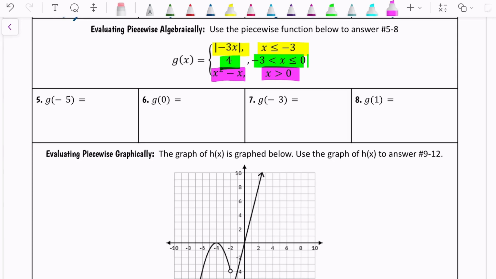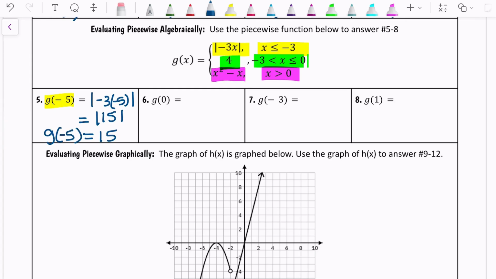So my first problem is g of negative 5. Negative 5 is less than or equal to negative 3, so this would be the top rule. I'm going to plug in negative 5 for x inside that absolute value. And negative 3 times negative 5 is positive 15. The absolute value of positive 15 is 15, so g of negative 5 is 15.